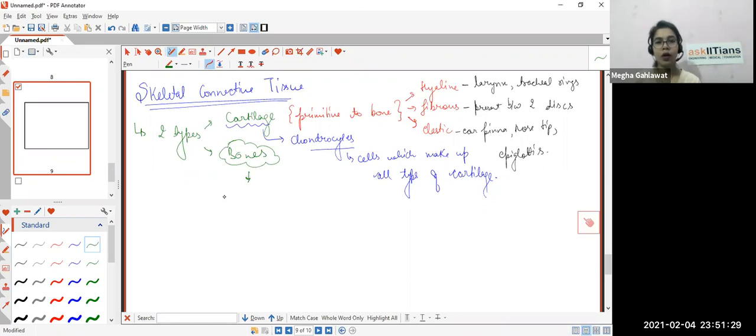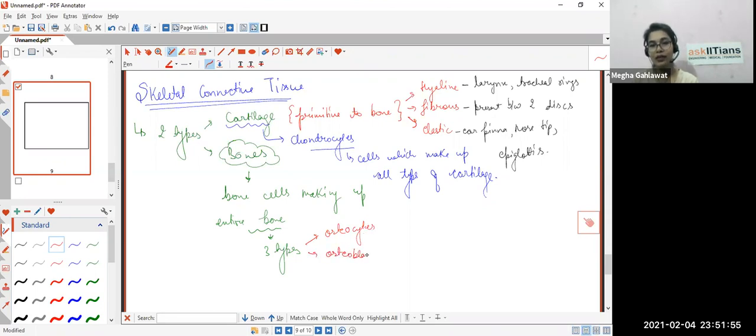We have bone cells making up the entire bone. Okay, we have three types of bone cells: osteocytes, osteoblasts, and osteoclasts. Now, an important point to note down here is that osteocytes maintain the bone.